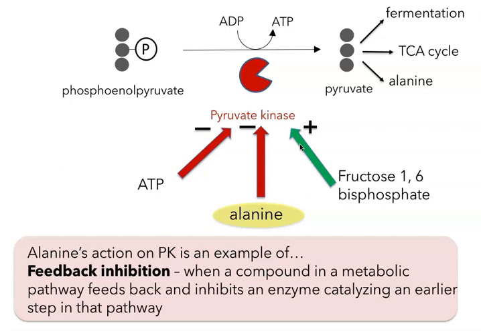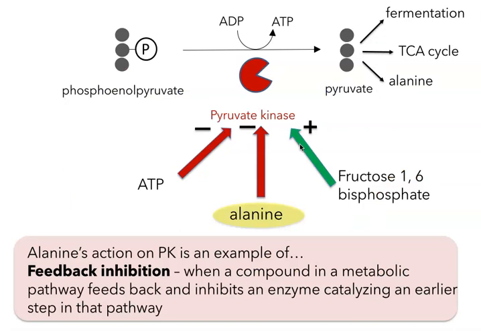And that's when a compound in a metabolic pathway, so how are we going to synthesize alanine? What's the metabolic pathway for that? That compound feeds back onto an earlier step and inhibits the enzyme catalyzing that. So it's not product inhibition because we have to go more than one step back. And in feedback inhibition, we generally don't have competitive inhibition because the product looks different from the substrate, and so it's binding to an allosteric site. This would be an example of non-competitive inhibition.